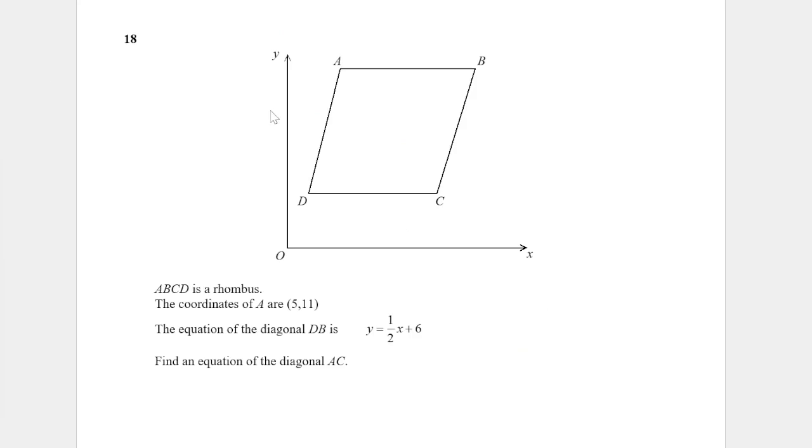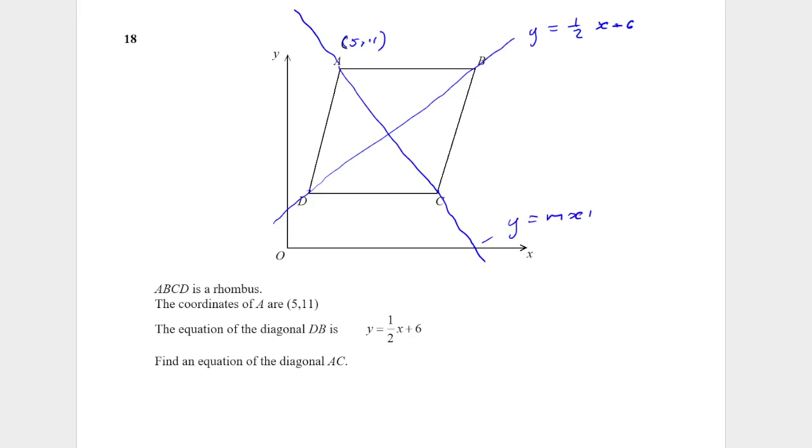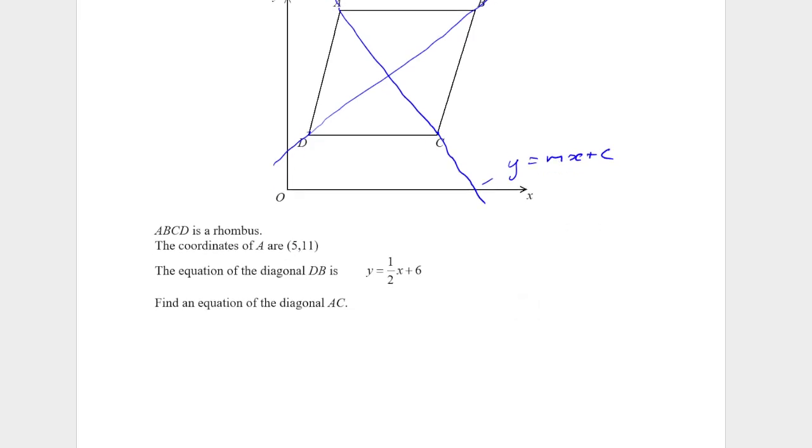Okay, question 18. So we've got ABCD is a rhombus. The coordinates of A are 5, 11. So I'm just going to add that in here, 5, 11. We're told the equation of this line is y is equal to a half x plus 6. Find the equation of the diagonal AC. So this is going to be y is equal to mx plus c because it's going to be a straight line.